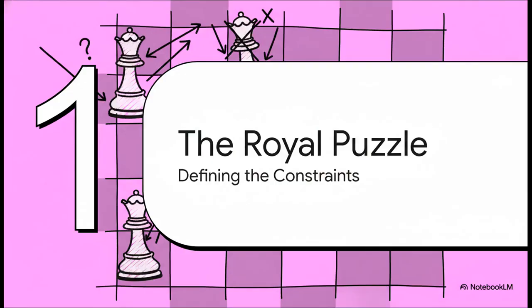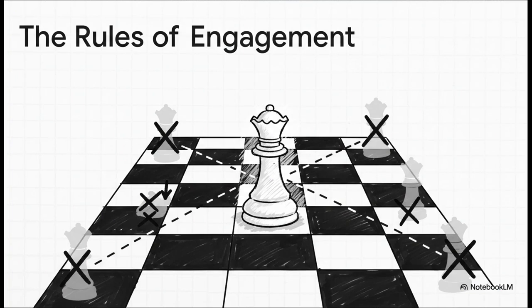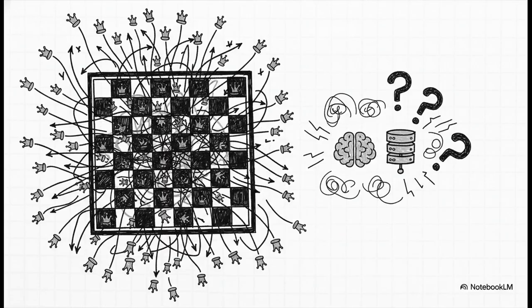Before we can even think about solving it, we've got to lay down the ground rules. What does it actually mean for two queens to be able to attack each other? Let's get really clear on the constraints. So, here are the rules of engagement. You know how a queen moves in chess? It can go any number of squares along a row, a column, or a diagonal. Our job is to place all our queens in a way that no two of them share any of those attack lines.